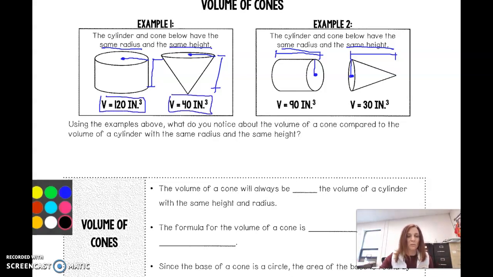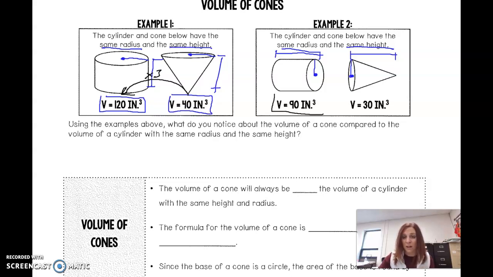All right, so the volume of the cylinder here is 120, the volume of the cone is 40. What can we do to 40 to get 120? Multiply it by 3, right? Okay, does that work over here? The volume of this cylinder is 90 cubic inches, and the volume of this cone with the same radius and height is 30 cubic inches. Same thing, we could multiply it by 3.